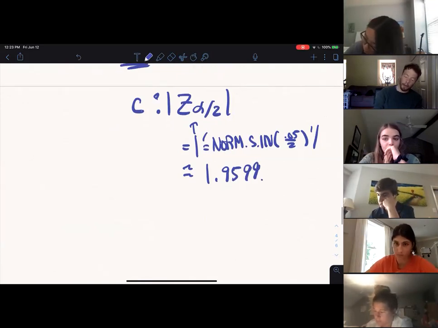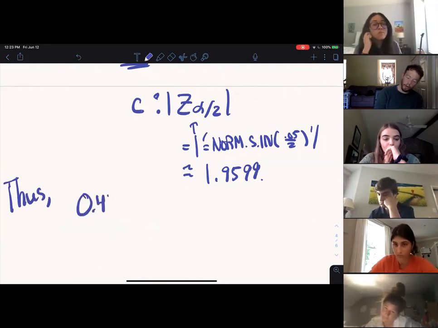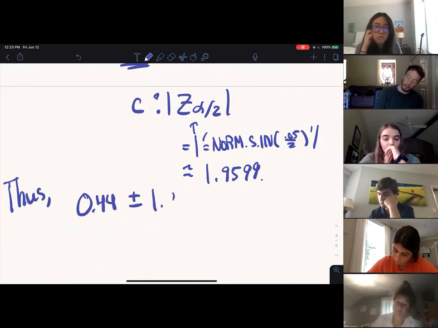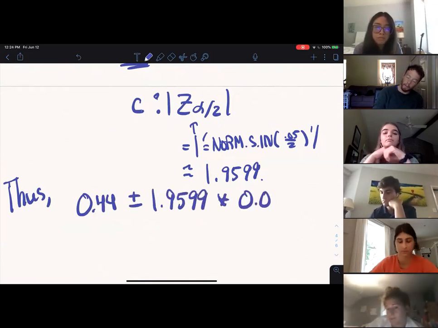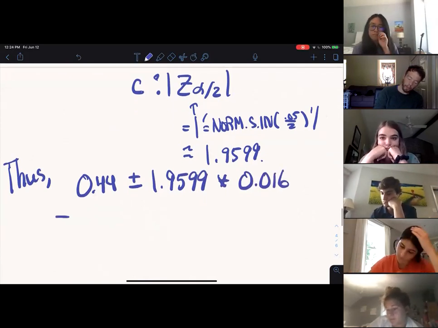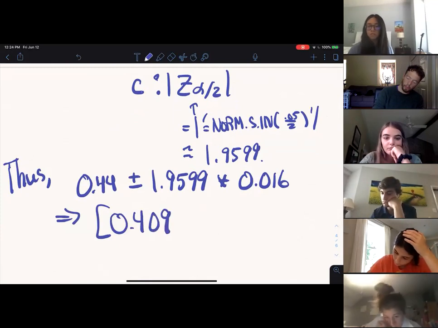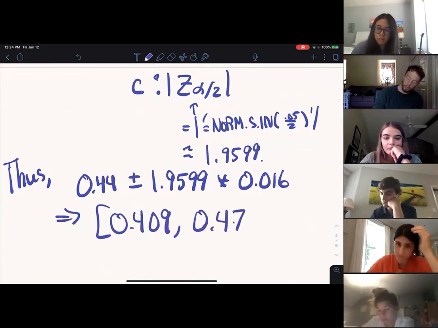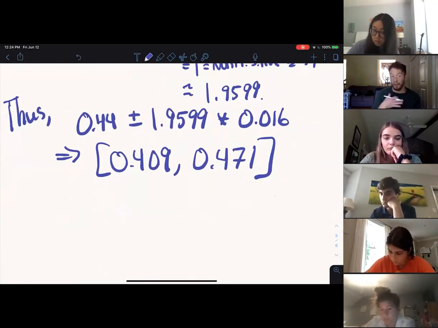Okay. So we have all of these values. Let's put them together. We have 0.44, our point estimate, plus or minus our critical value times the standard error. And this will give 0.44 plus or minus 0.031. This is the same sort of confidence interval that we have done before.